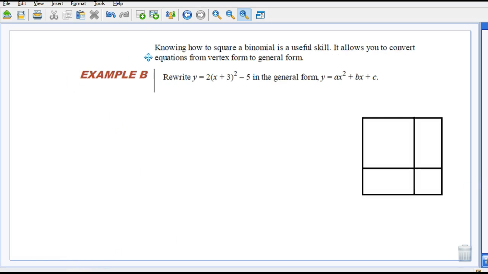Okay, so there is example A. Let's look at example B. Knowing how to square a binomial is a useful skill. It allows you to convert equations from vertex form to general form. And we're going to need to know how to do this, especially when you get to Algebra 2.